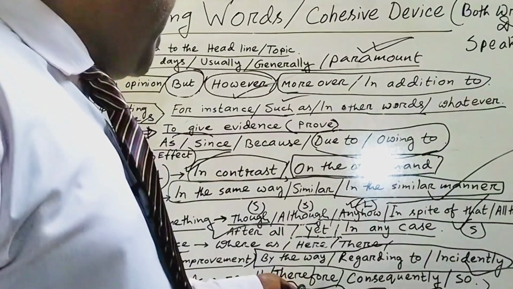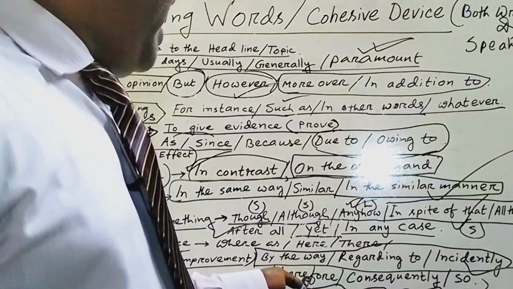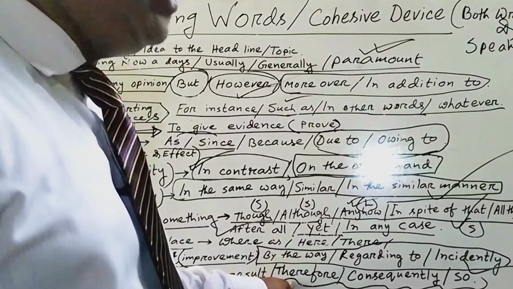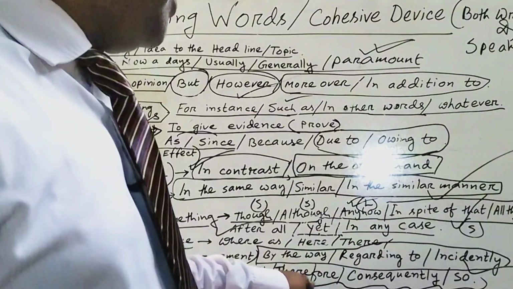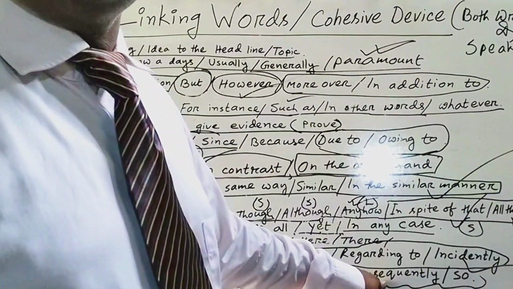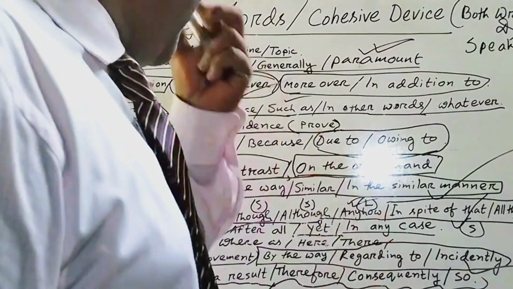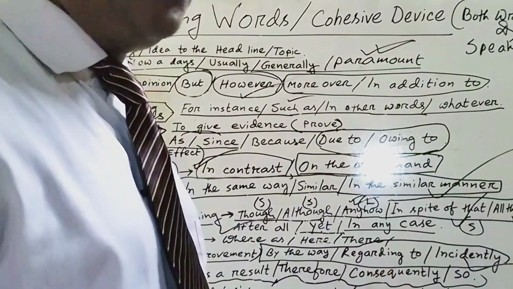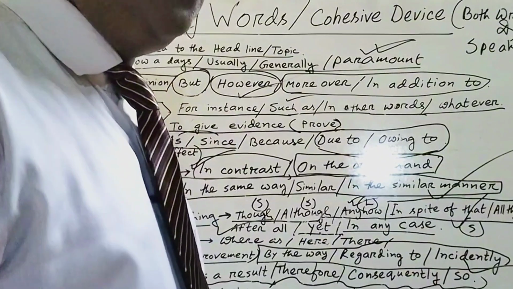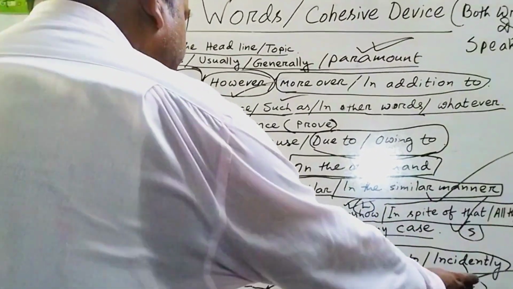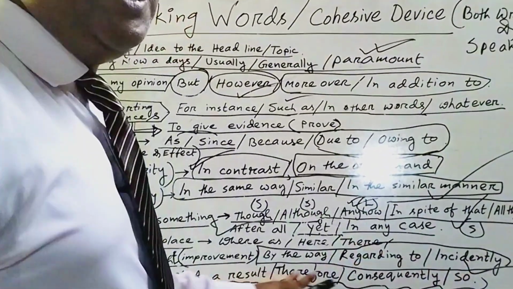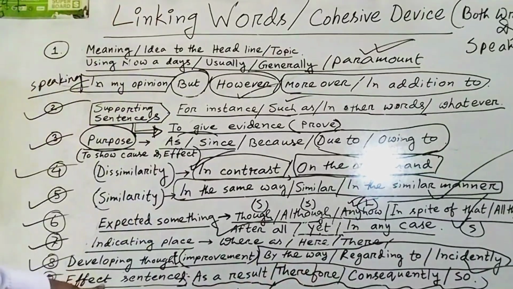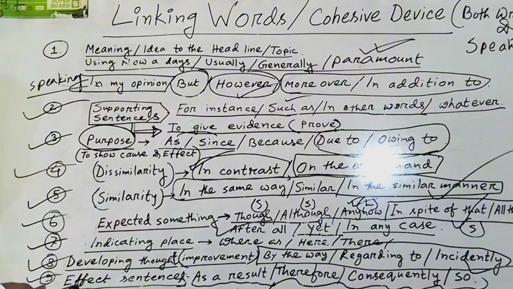"Therefore" is a very effective word for making a compound sentence; it is a conjunction of compound sentences. Consequently is a very smart vocabulary and also a cohesive device. Consequently and as a result mean the same thing. So you can write "so". You can add any one of the four, or two, whenever you write effect sentences in a line.